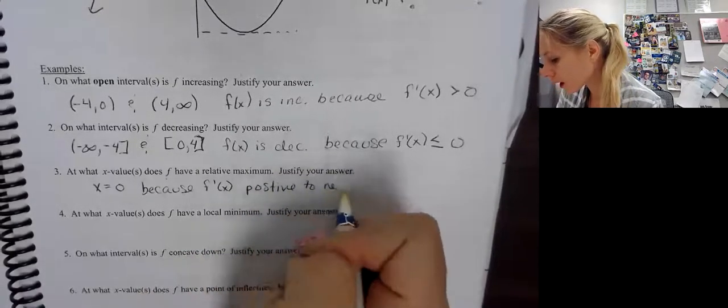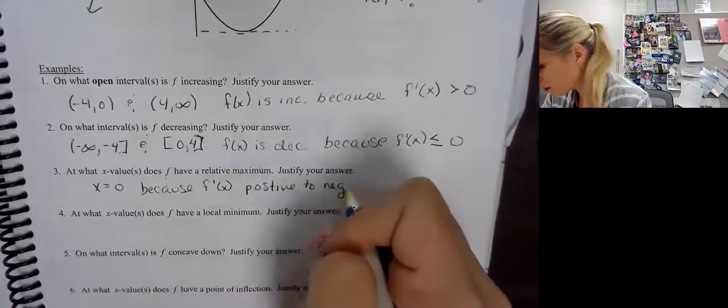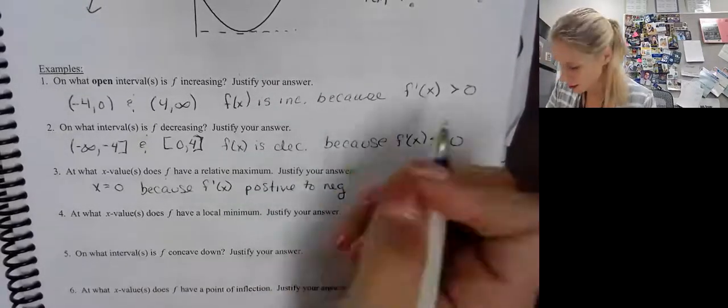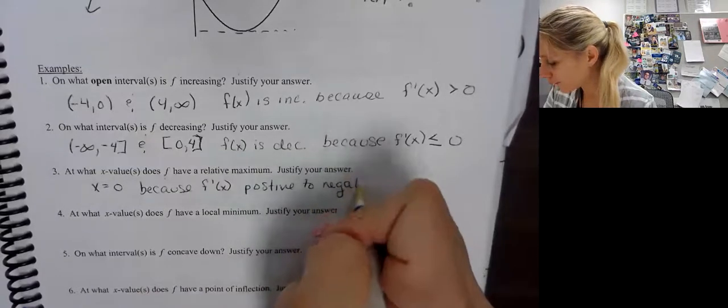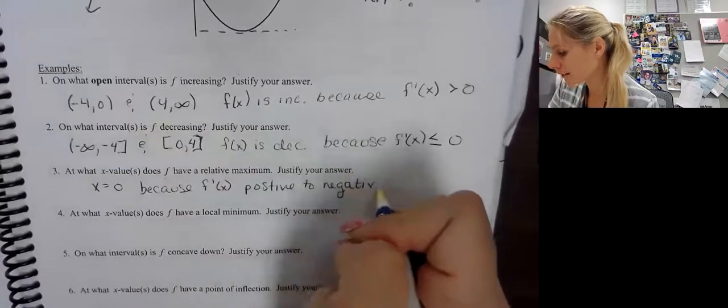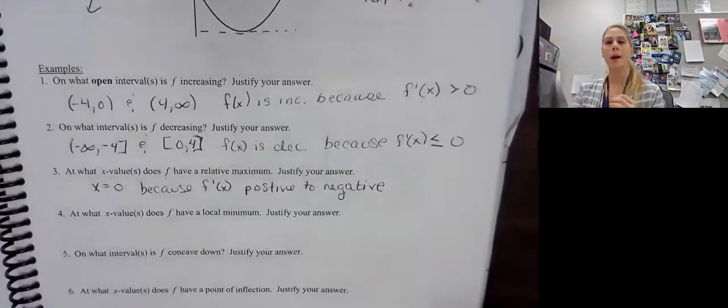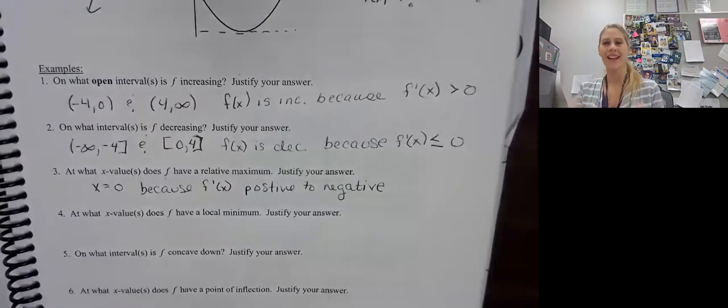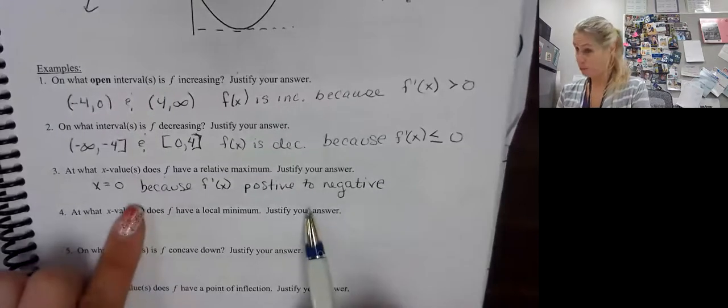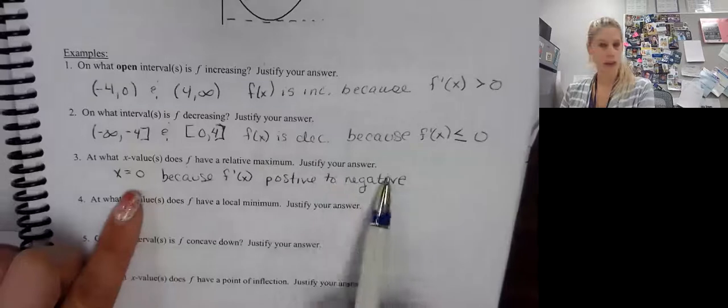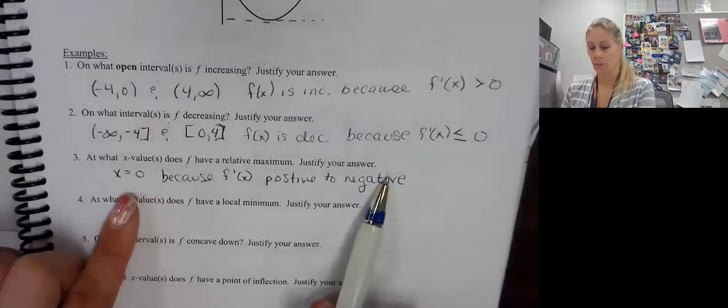So make sure that when we use f prime, you're talking about positive, negative. When you're talking about concave up, concave down, that's where we're going to talk about increasing, decreasing of f prime, okay? So again, we'll get used to this, but this is a good justification.